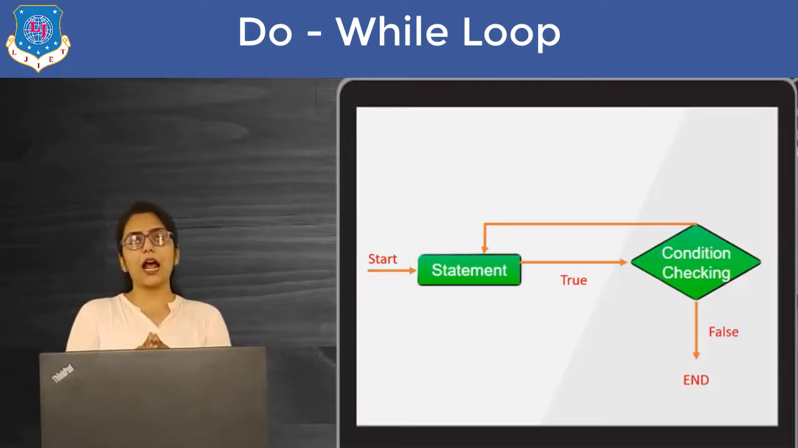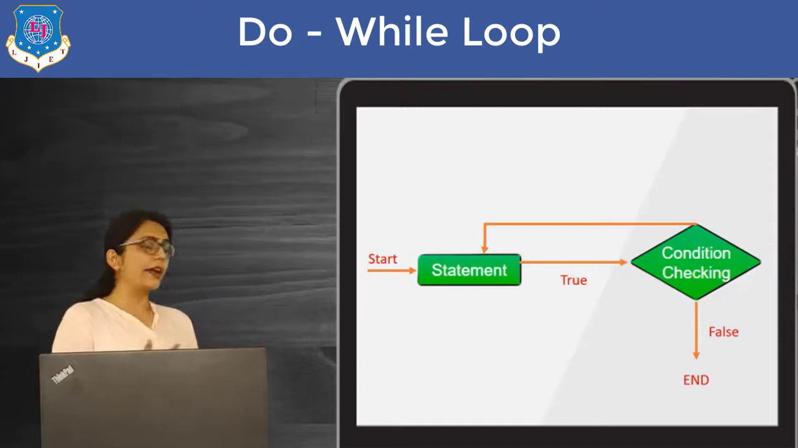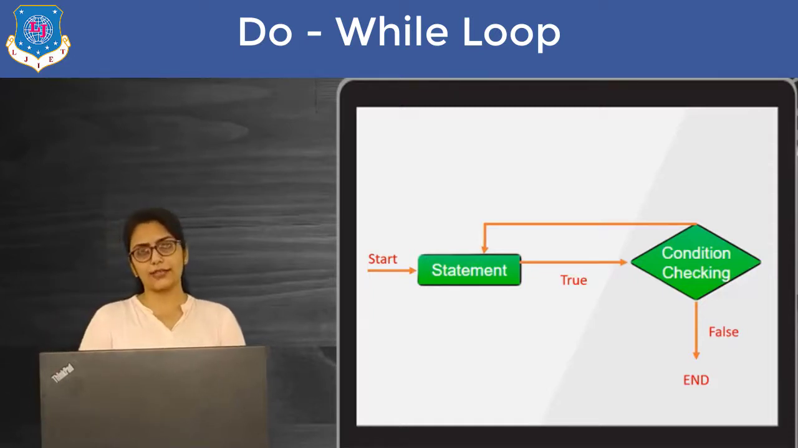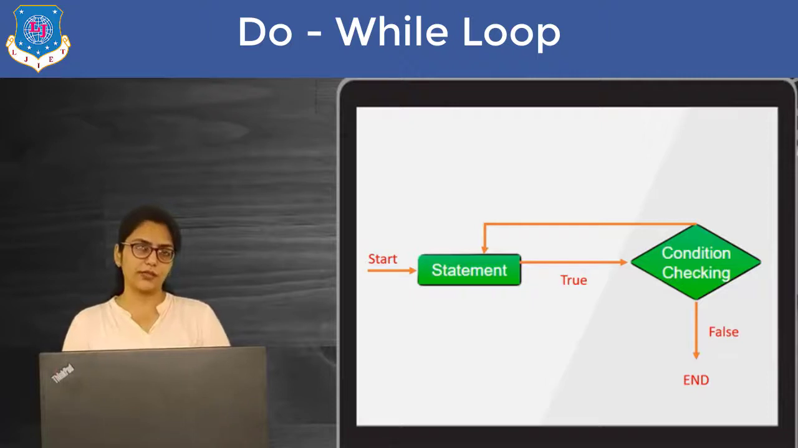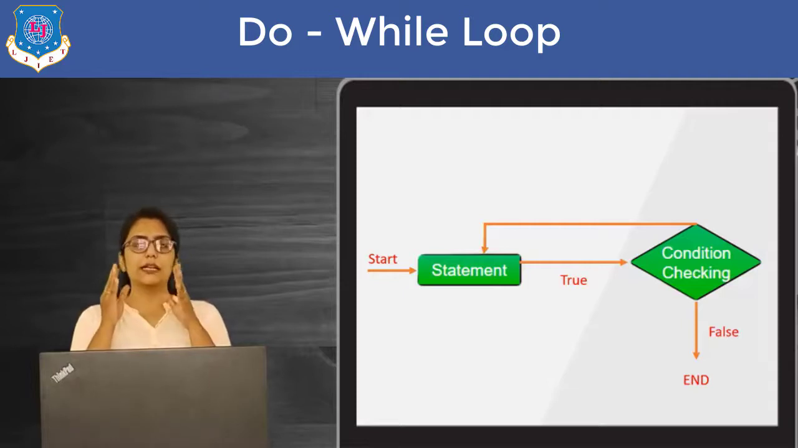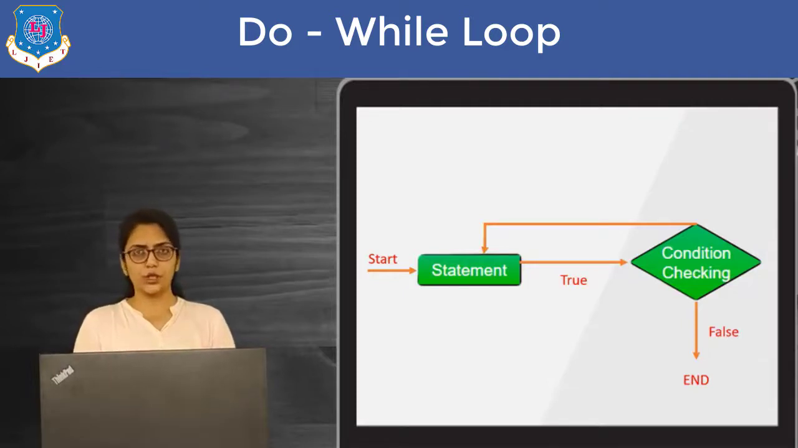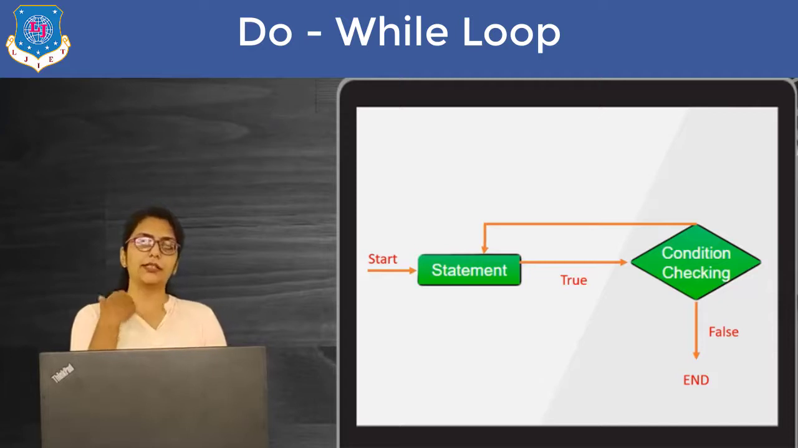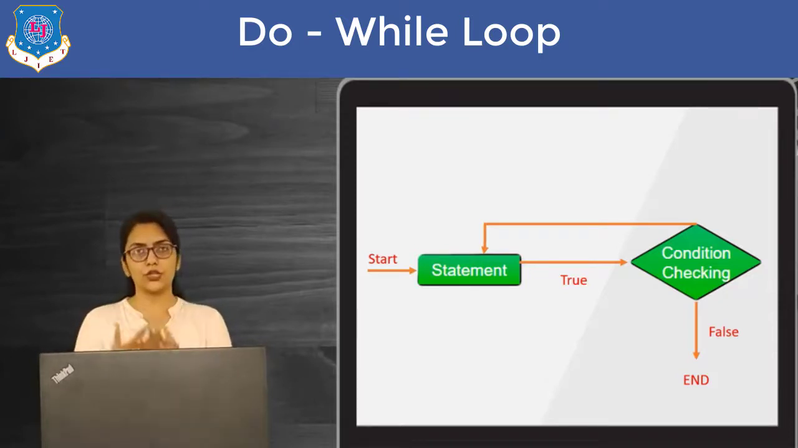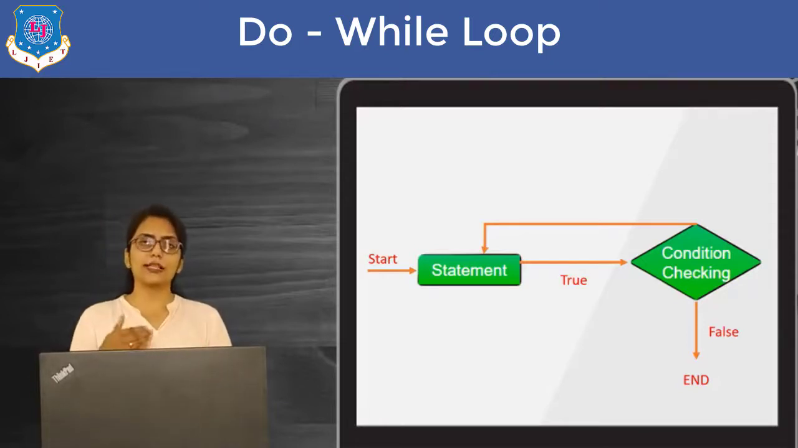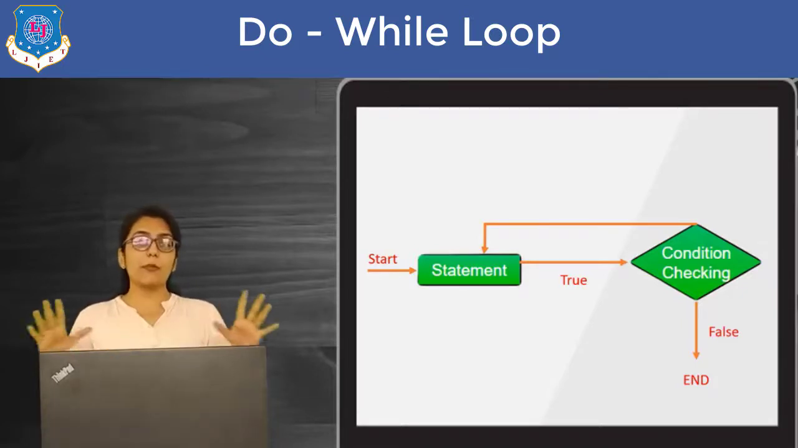In your exam, they may ask a small question: write a difference between entry control loop and exit control loop, and I have already mentioned the difference. They can also ask you about the 3 types of loop and ask you to explain each of them. When this kind of question is asked, you must first draw the flow chart of each loop, then write the general syntax of each loop, and then write 2-3 lines of explanation. You can also give an example if the question is lengthy or carries good marks. So this is all about loops.